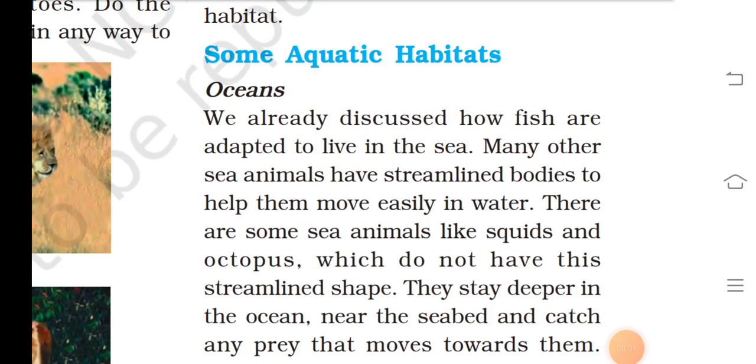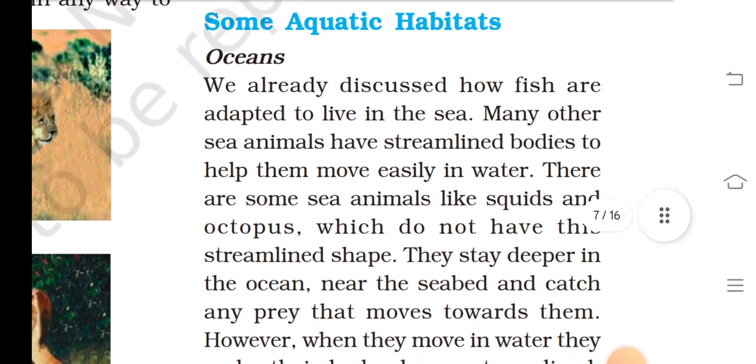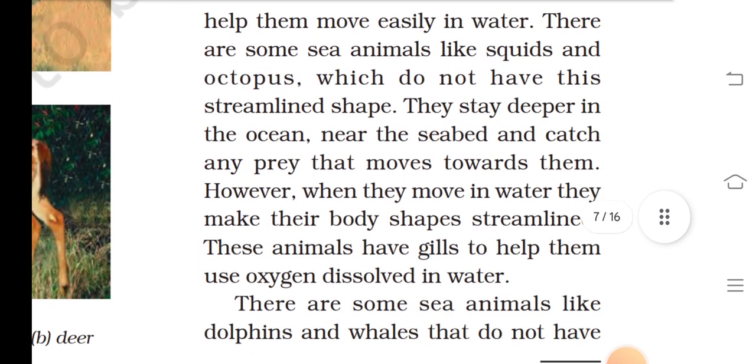Some aquatic habitat. Ocean. We already discussed how fish are adapted to live in the sea. Many other sea animals have streamlined bodies to help them move easily in water. There are some sea animals like squid and octopus which do not have this streamlined shape. They stay deeper in the ocean, near the stable, and catch any prey that moves towards them.